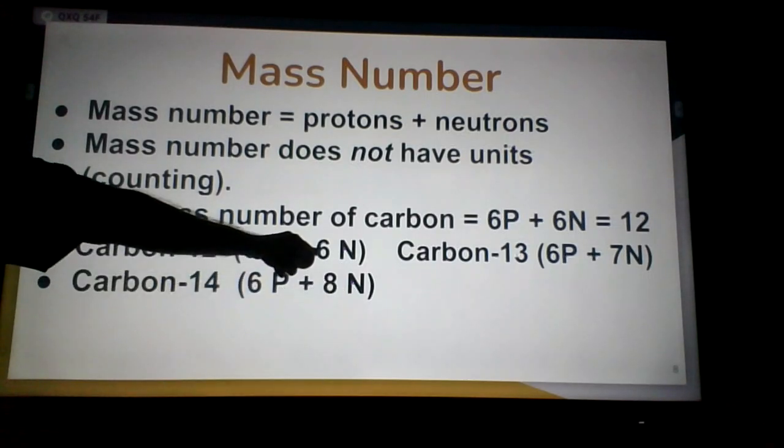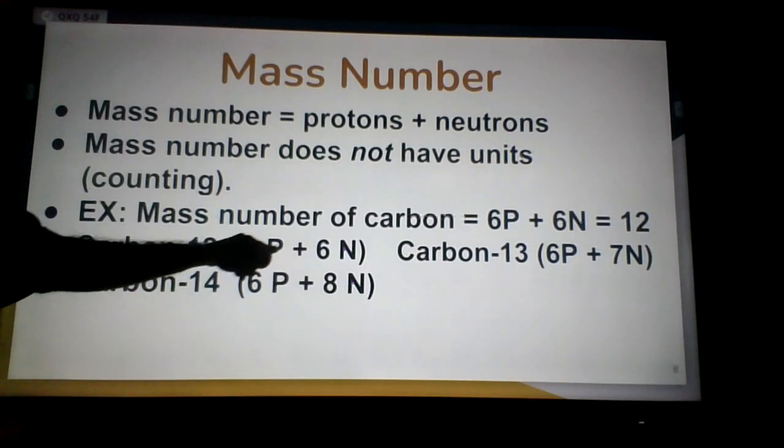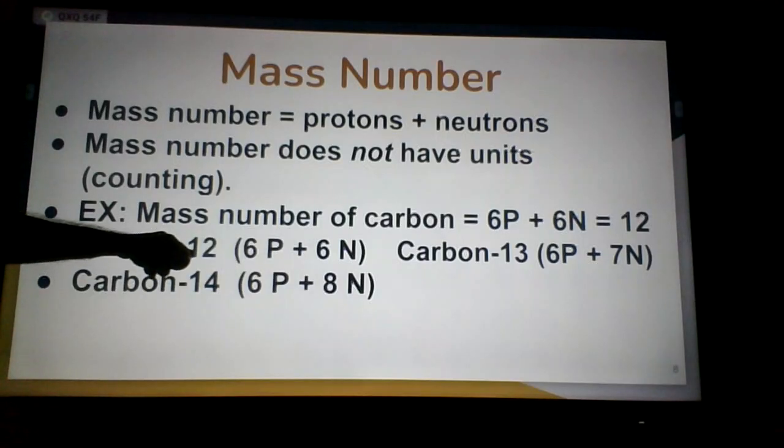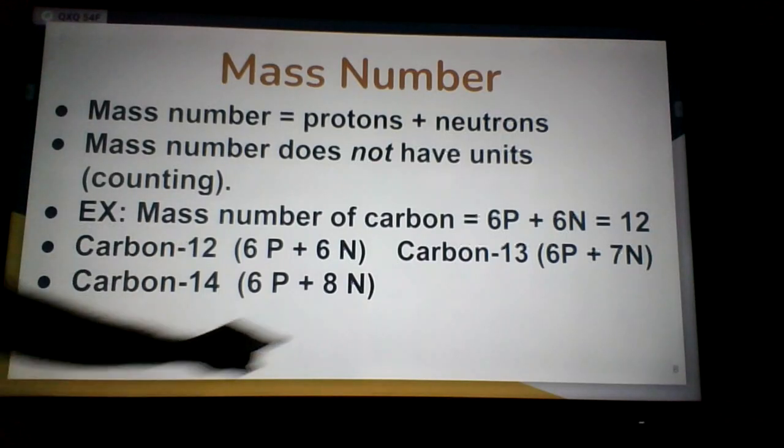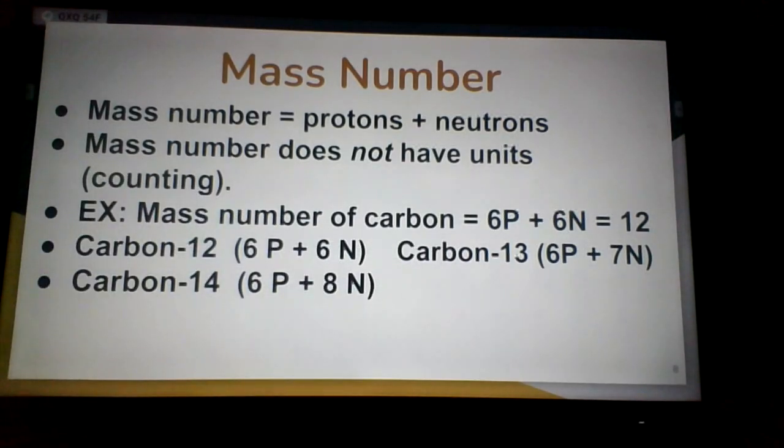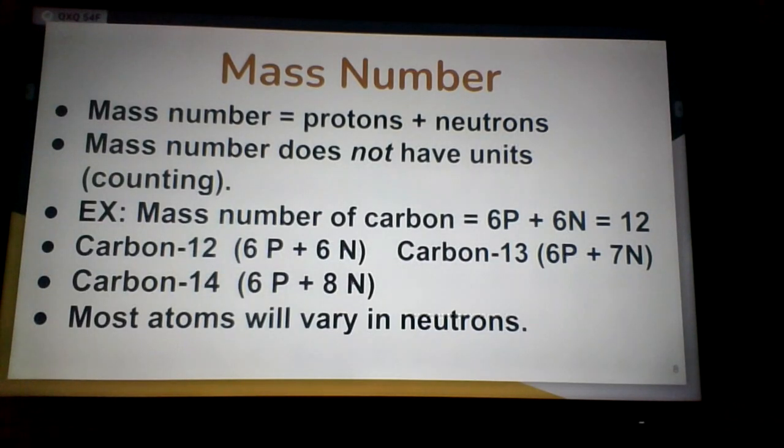Had a mistake there, but I corrected. 6 P's plus 6 N's give us the total mass of 12. Notice that we write the element name, hyphen, mass, and that's going to distinguish carbon 12 from carbon 13 from carbon 14. Most atoms will vary in neutrons, and as we go further into the periodic table and the atomic numbers get higher, the mass numbers are going to get higher and higher and higher as well.